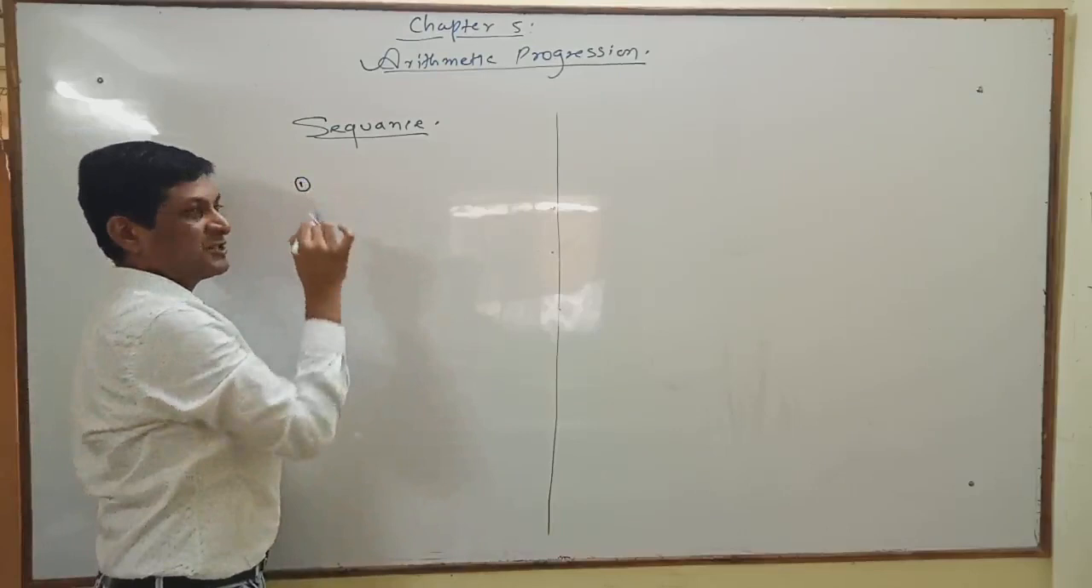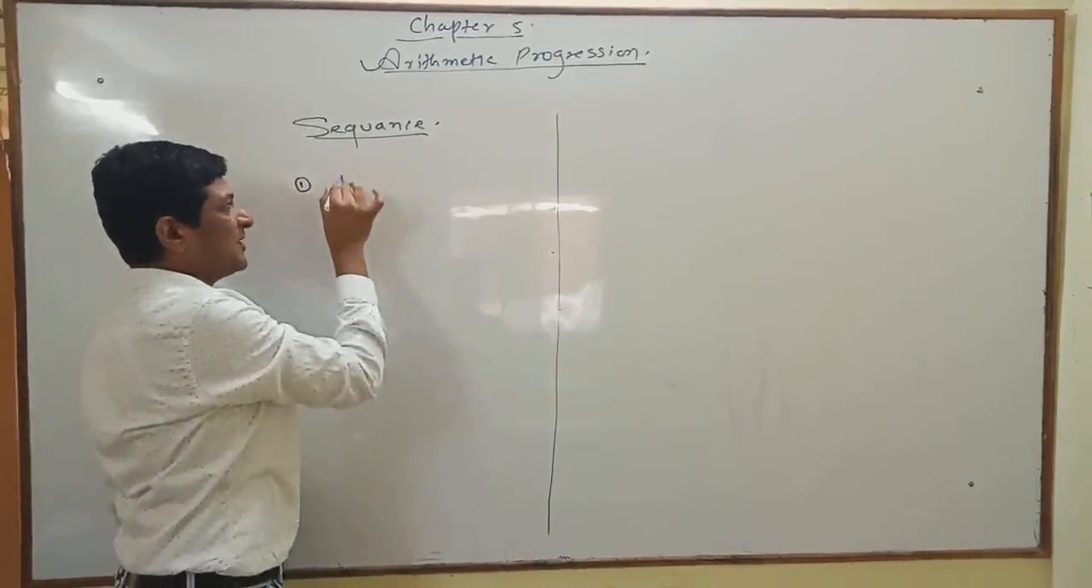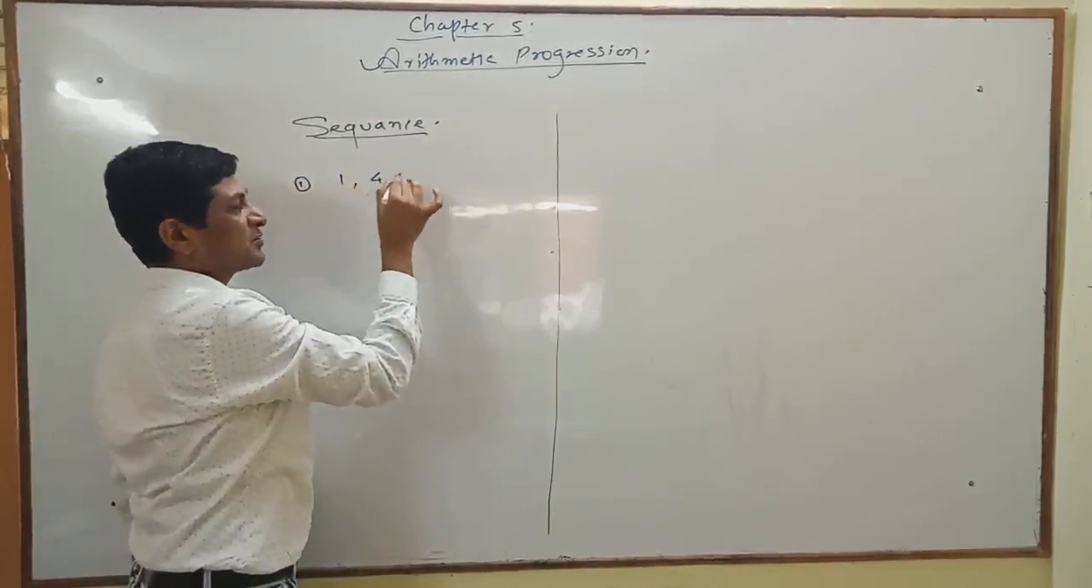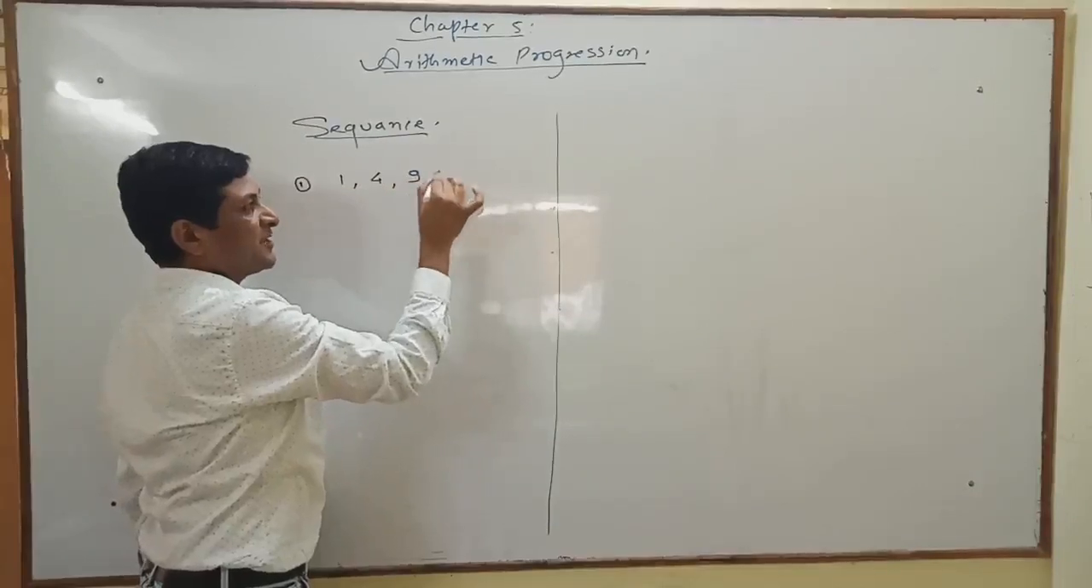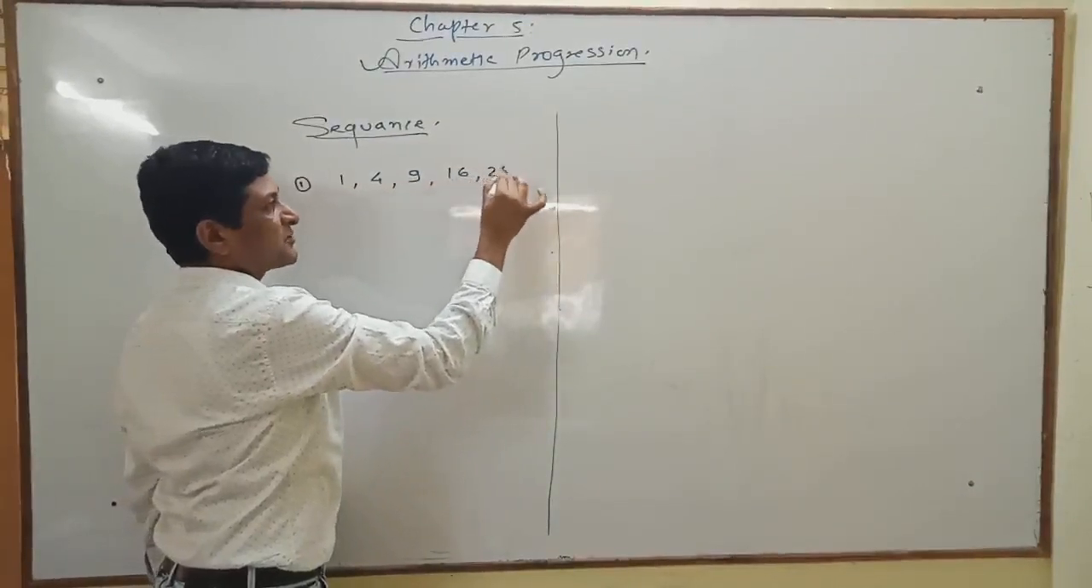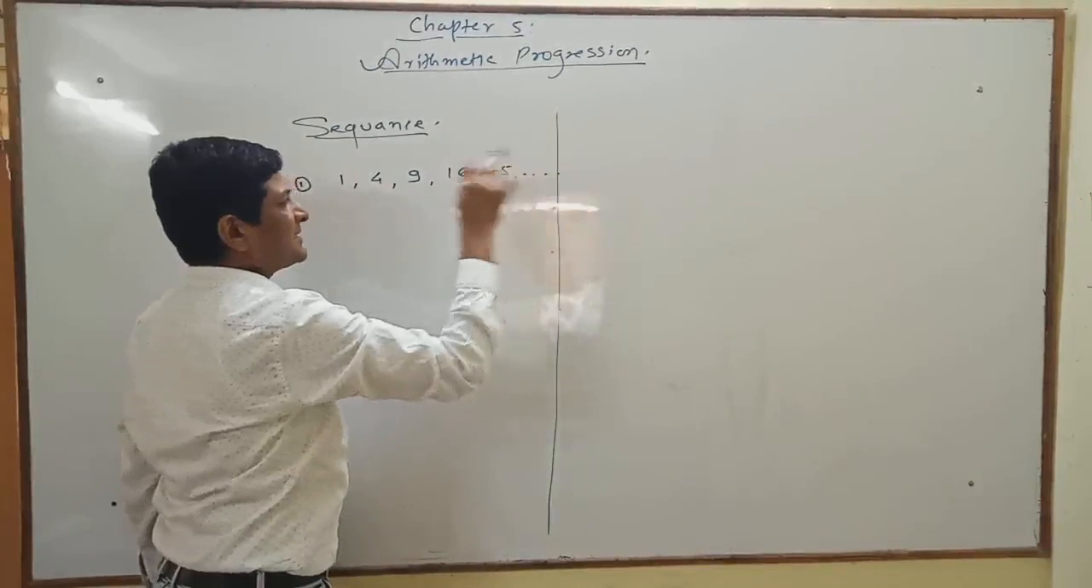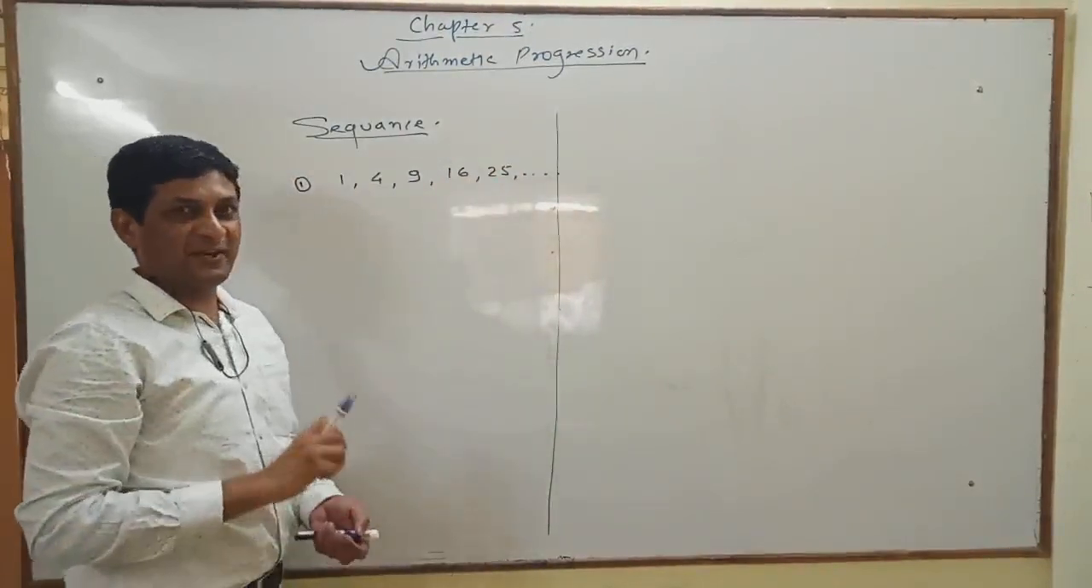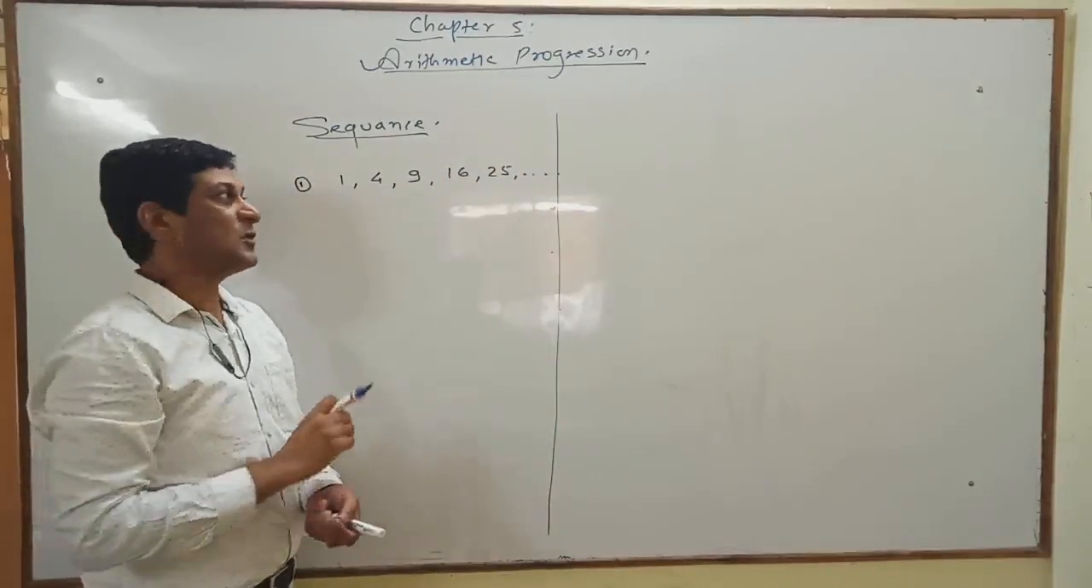Let us arrange the squares of natural numbers. Square of 1 is 1, square of 2 is 4, square of 3 is 9, square of 4 is 16, square of 5 is 25. So in this case we are arranging the numbers in some definite order. Such an arrangement is called a sequence.